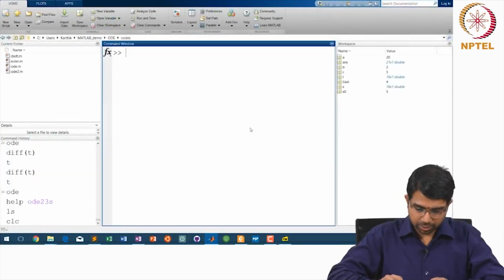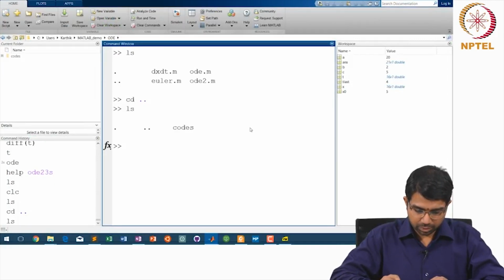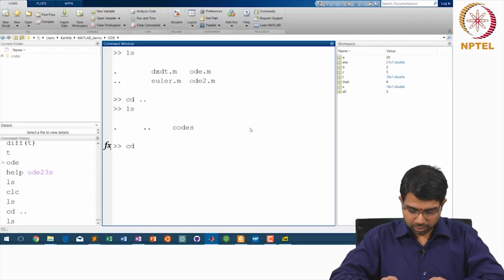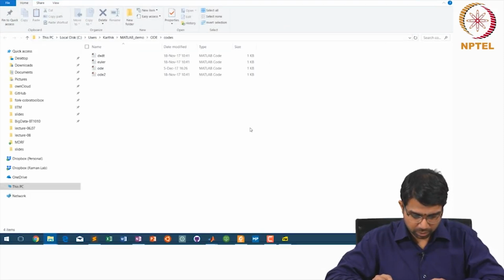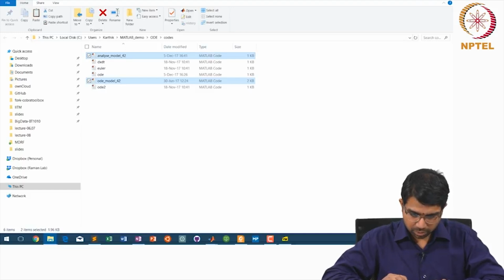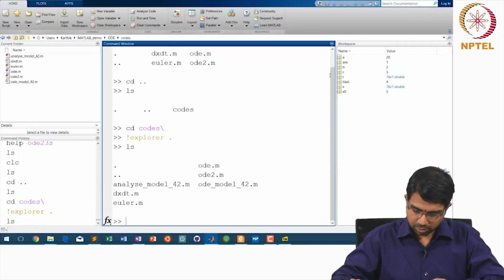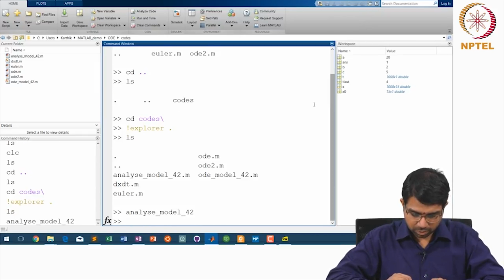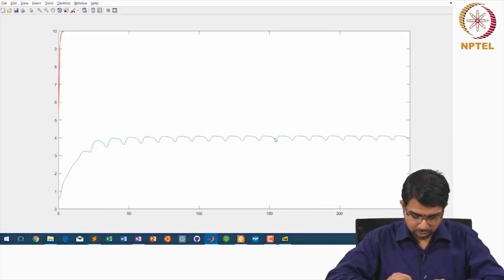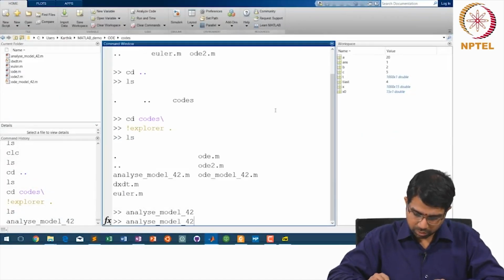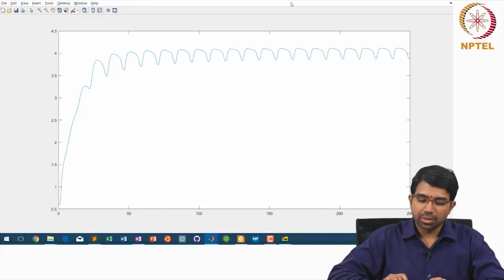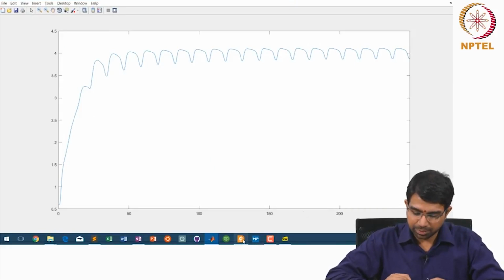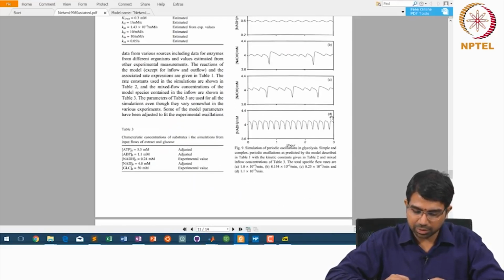Okay, so let us just run this. You see, much like the same oscillation that is there in the paper, something of this sort.